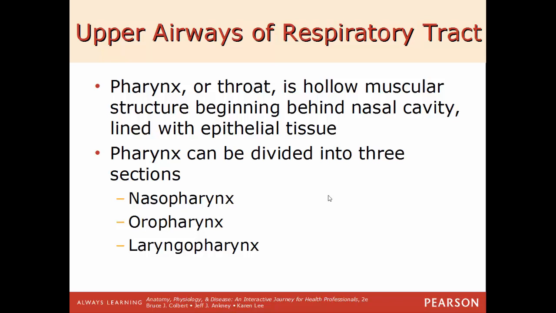Now, the pharynx, or the throat, is a hollow muscular structure beginning just behind the nasal cavity, and it's lined with epithelial tissue. It's divided into three sections: nasopharynx, oropharynx, and laryngopharynx. And the prefix of each one of these tells you where they're located. The naso is always a reference to the nose. Oro is always a reference to the oral cavity or the mouth. And laryngo is always a reference to the larynx.